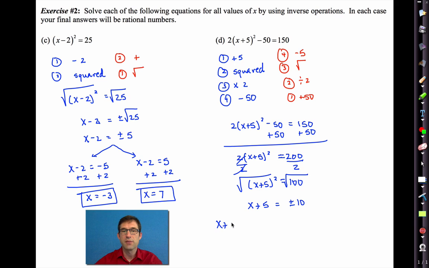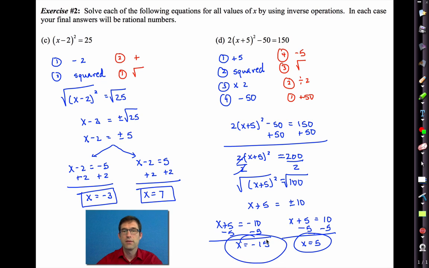That gives me x plus 5 equals negative 10, and x plus 5 equals positive 10. Subtract 5 from both sides. We'll get x equals negative 15. Subtract 5 from both sides. And we'll get x equals 5. And that's it. Whew, made my hands sore, but that's it.